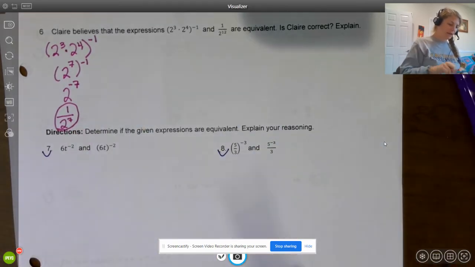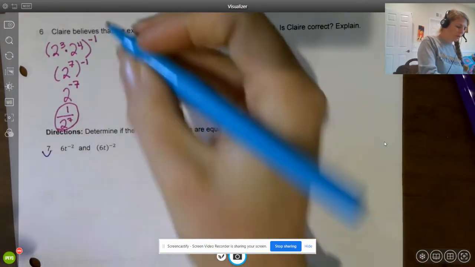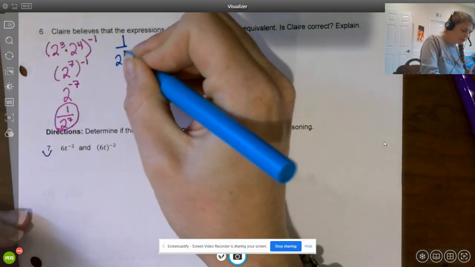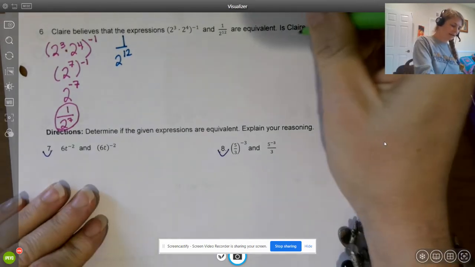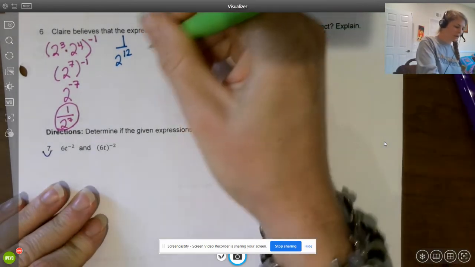However, when we are looking at 1 over 2 to the 12th power, obviously these are not equivalent. So let's explain why or why not. So is Claire correct? Always answer the question. No.